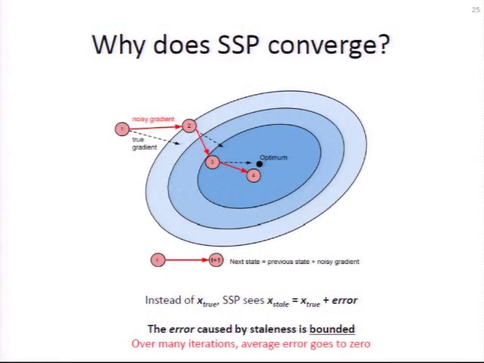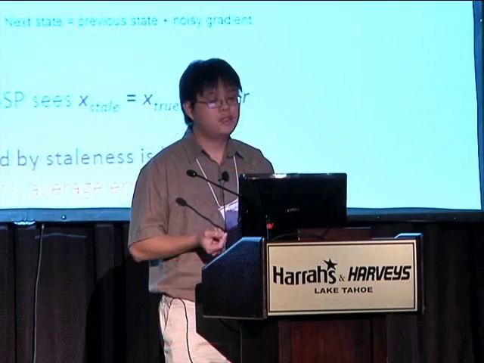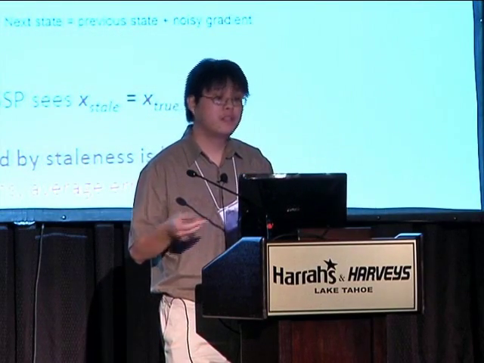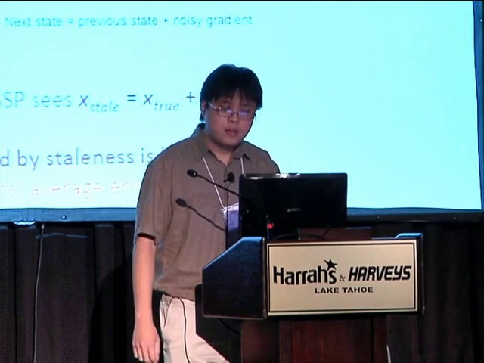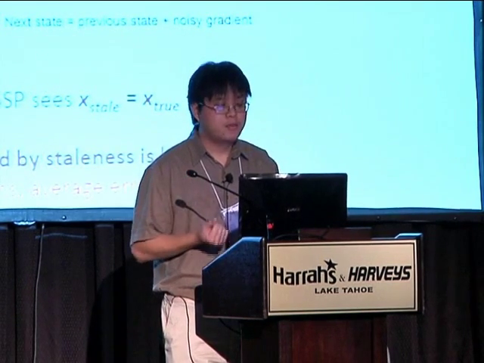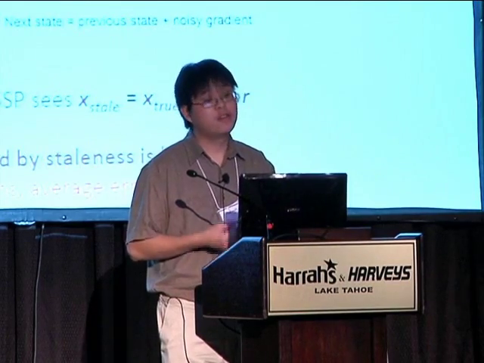Now, why does SSP converge? Instead of seeing the true parameter x, SSP sees some x stale, which is the true parameter plus some error incurred by all the stale reads. In SSP, the error caused by this staleness is bounded, and over many iterations, the average error will go to 0.